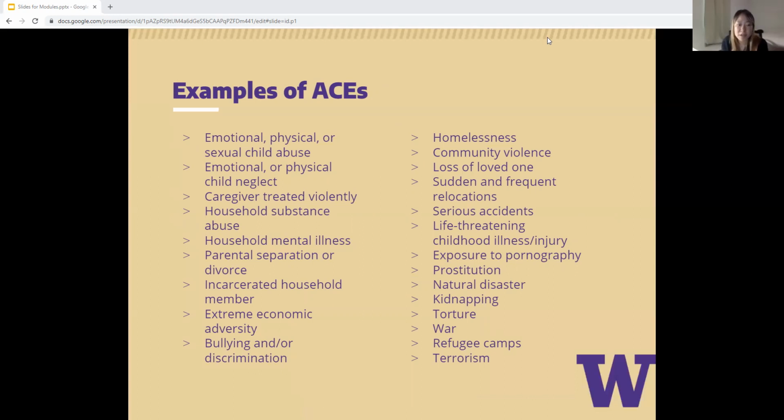Those are examples of ACEs. The first ones are emotional, physical, or sexual child abuse, emotional or physical child neglect, caregiver treated violently, parental separation or divorce, and incarcerated household member. If you want to read the rest of the examples, you can pause here. Those are just examples, there can be more.